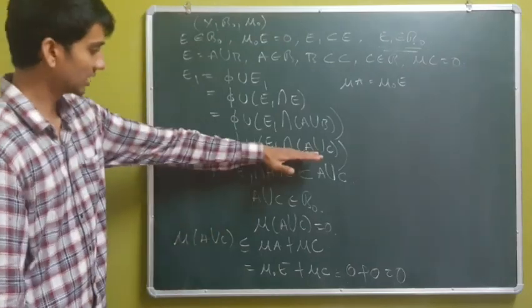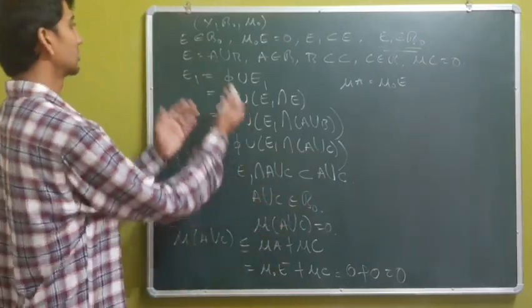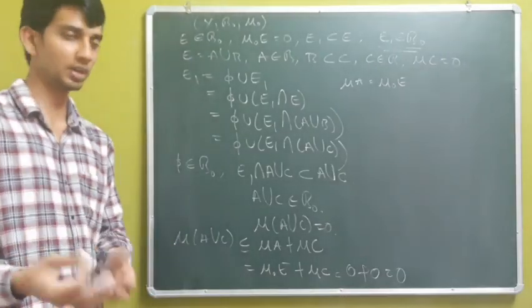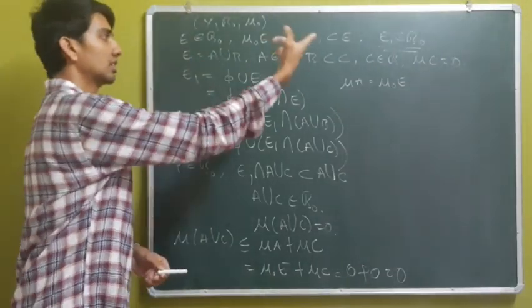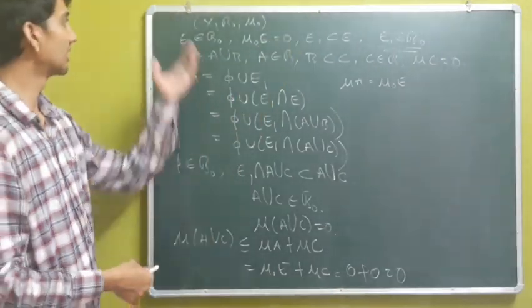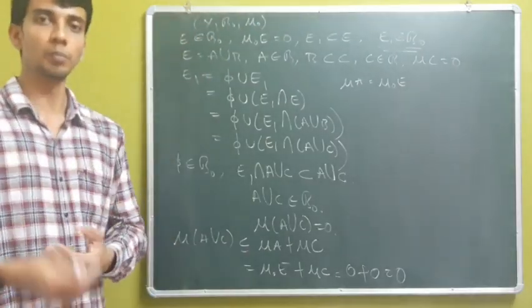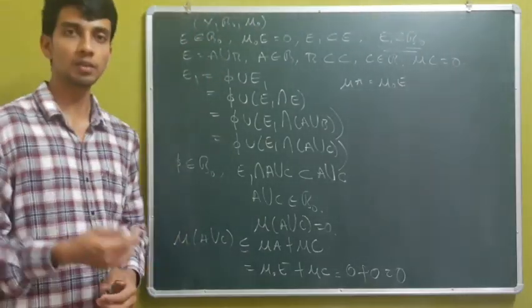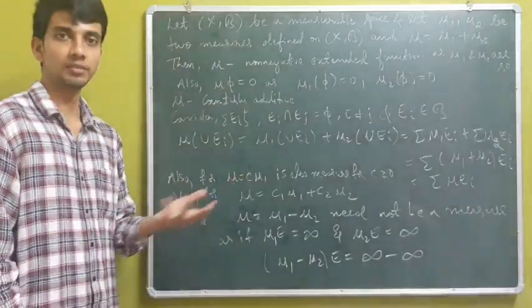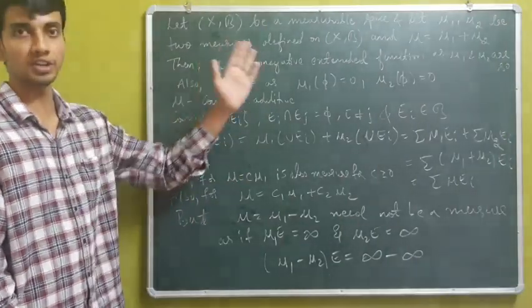So this is a union which satisfies all the conditions to be the member of the collection B0. So clearly E1 is in B0, which suggests to us that X, B0, mu naught is a complete measure space, which completes the proof. At the last we have some properties of measure mu.